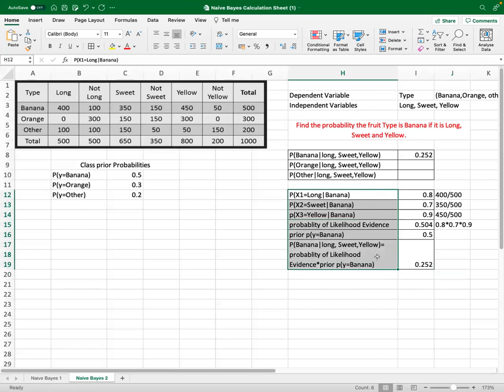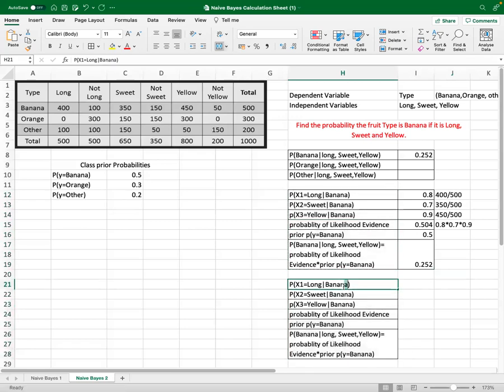Now we have to calculate probability of long, given it is orange, probability of sweet, given it is orange, probability of yellow, given it is orange, probability of y is equal to orange.